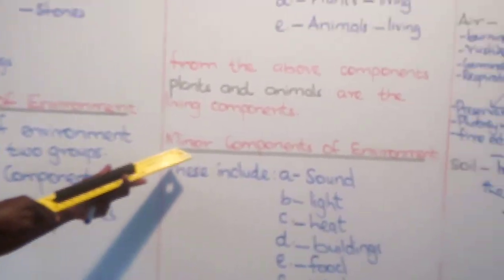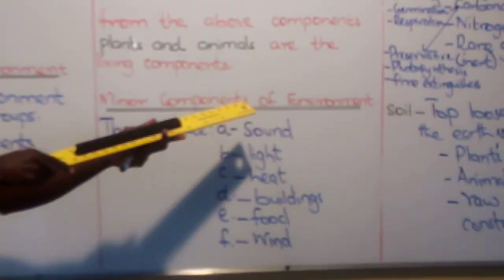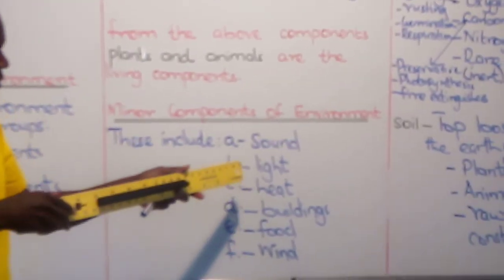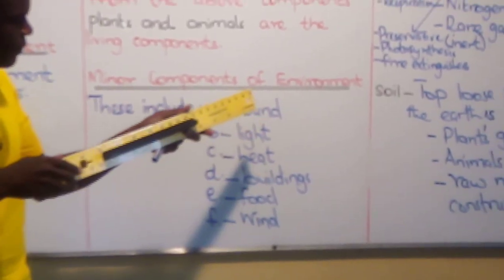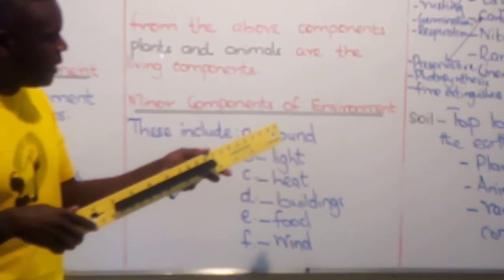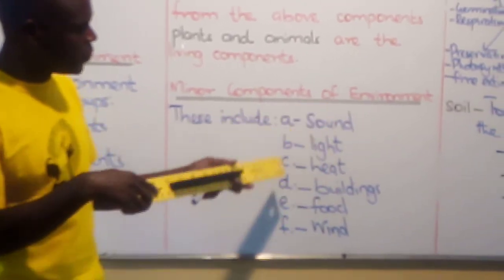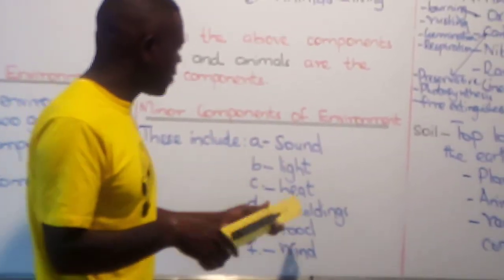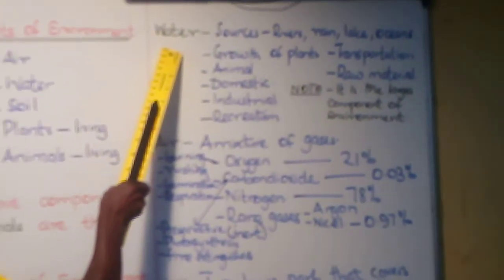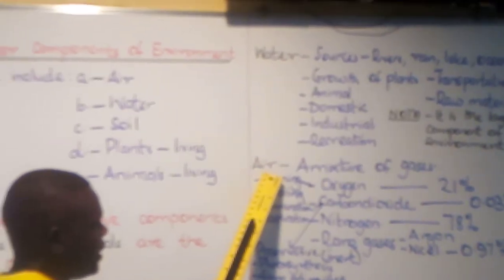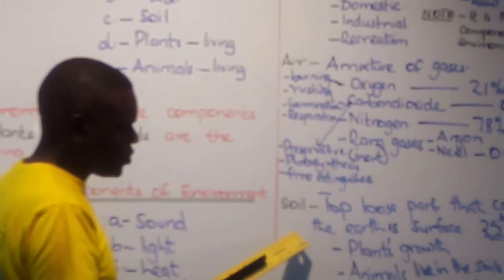We've also discussed minor components of environment that include sound, light, heat, buildings, food, wind, cold, metals, plastics. All those ones are under minor components of environment. Now, because major components of environment are important, we have discussed each one of them. We have discussed water, we have discussed air and soil.